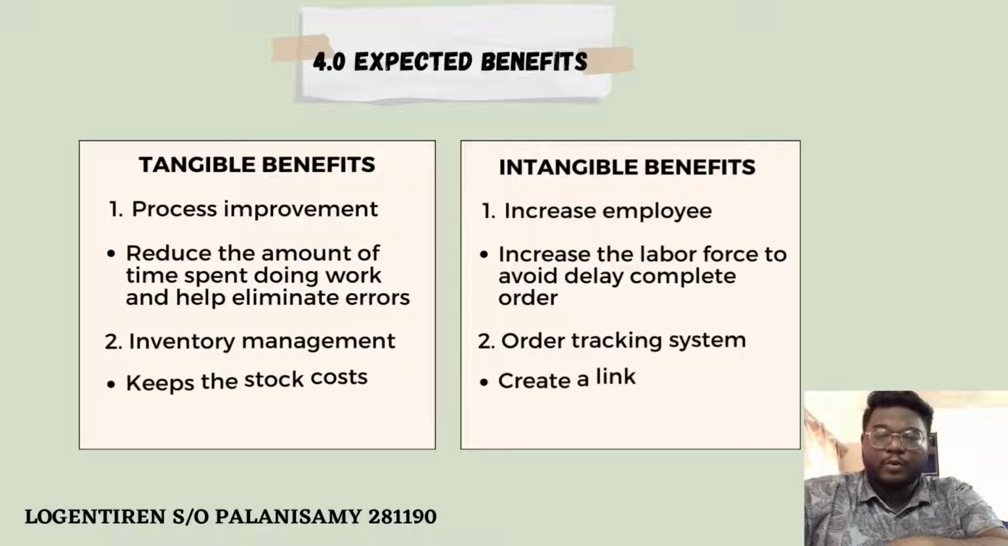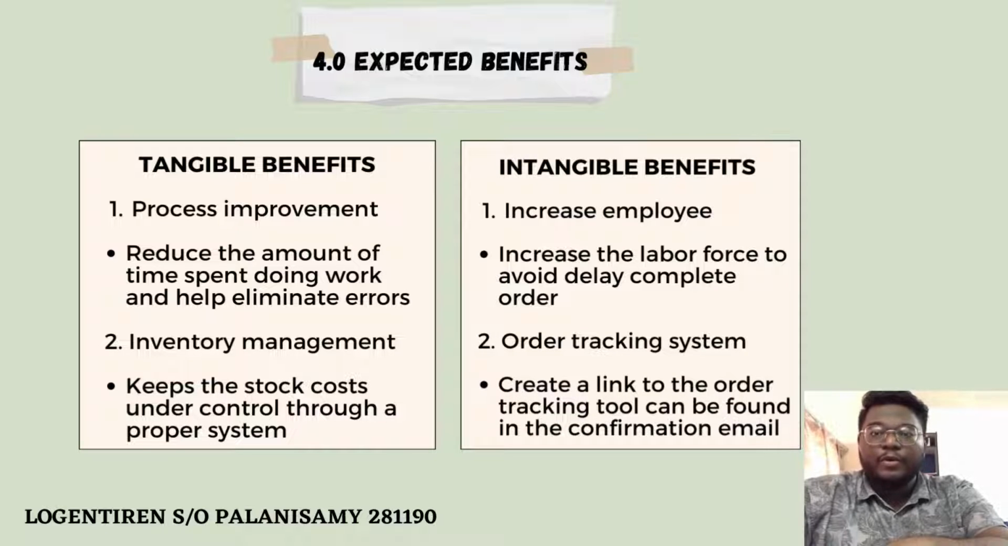Metric number is 281190. So now I'm going to continue this presentation with the expected benefits. These are the expected benefits of this project. There are some tangible benefits and intangible benefits. The first tangible benefit is process improvement. Reduce the amount of time spent doing work, and the overall efficiency would increase as the errors and defects are eliminated. Another tangible benefit is related to inventory management.